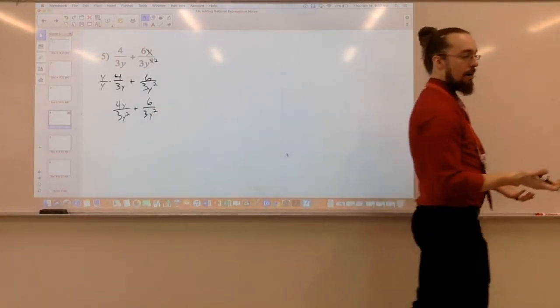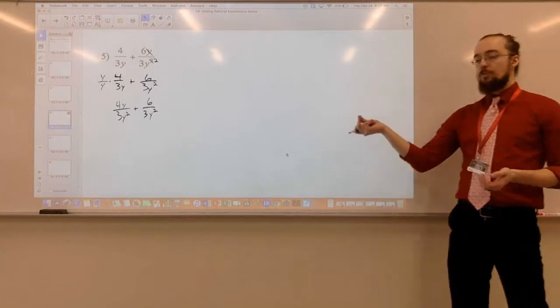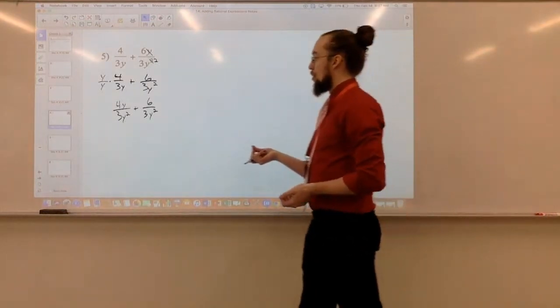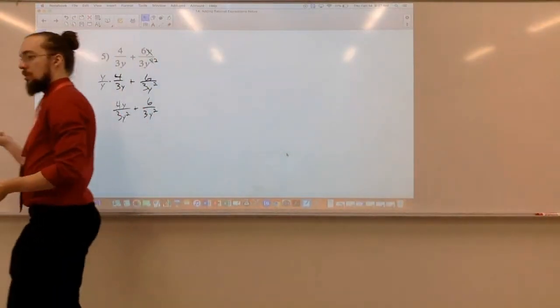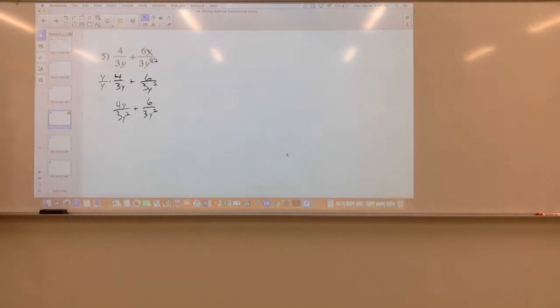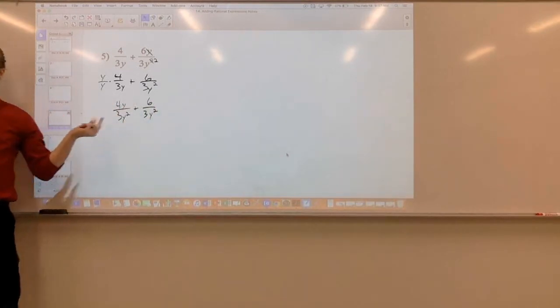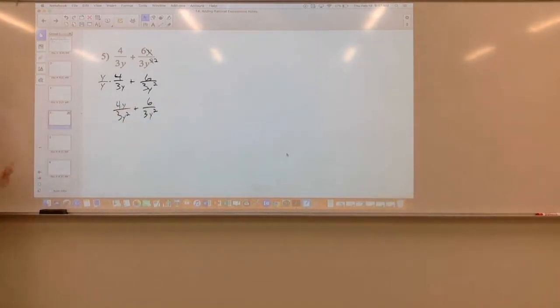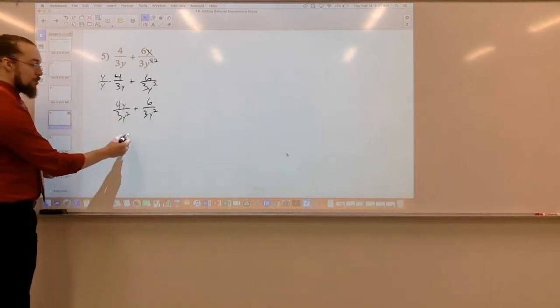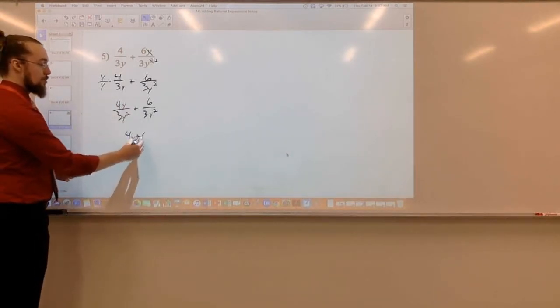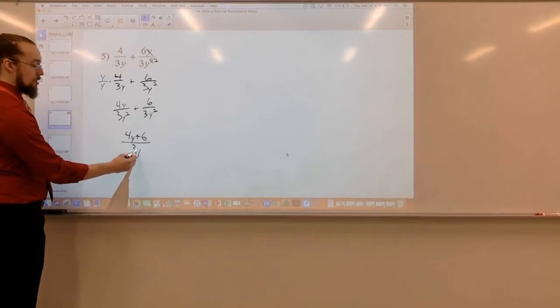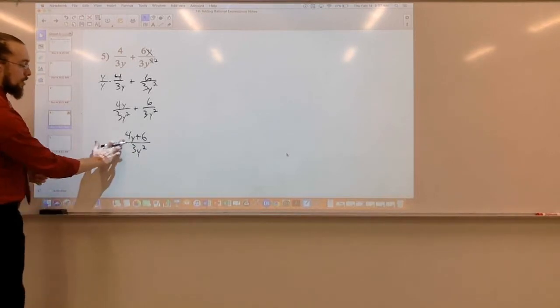I now have common denominators. I can add my numerators. So what do I get? 10y? Right, these are not like terms. In order for them to be like terms, they have to have the exact same variable. So I can't combine these at all. This would just be 4y plus 6 over 3y squared.